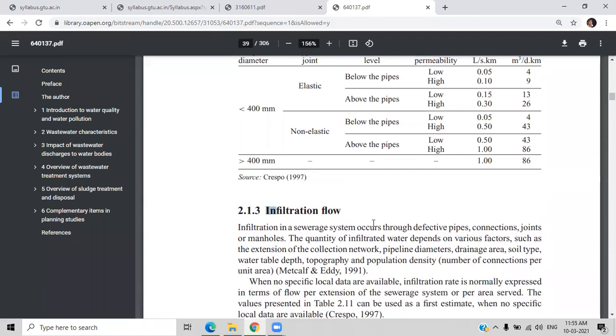So the next topic is infiltration flow. We will discuss this topic in the very next lecture.